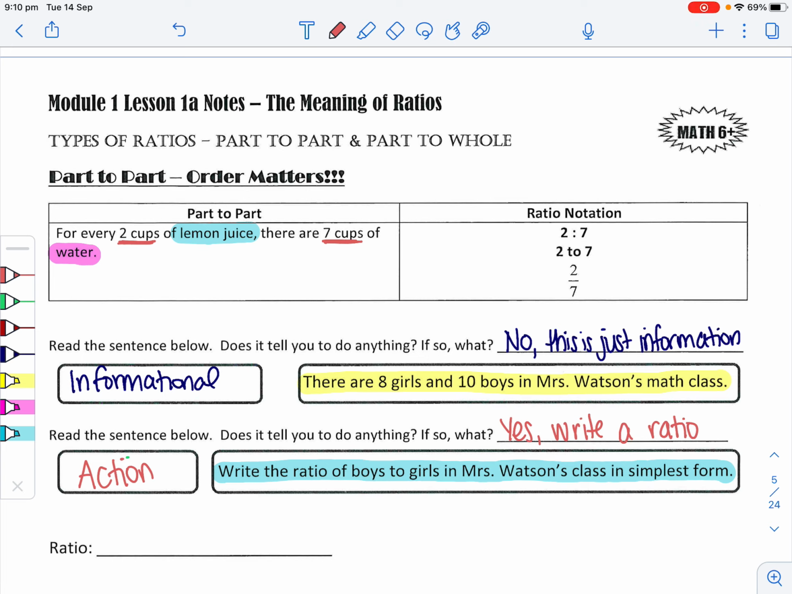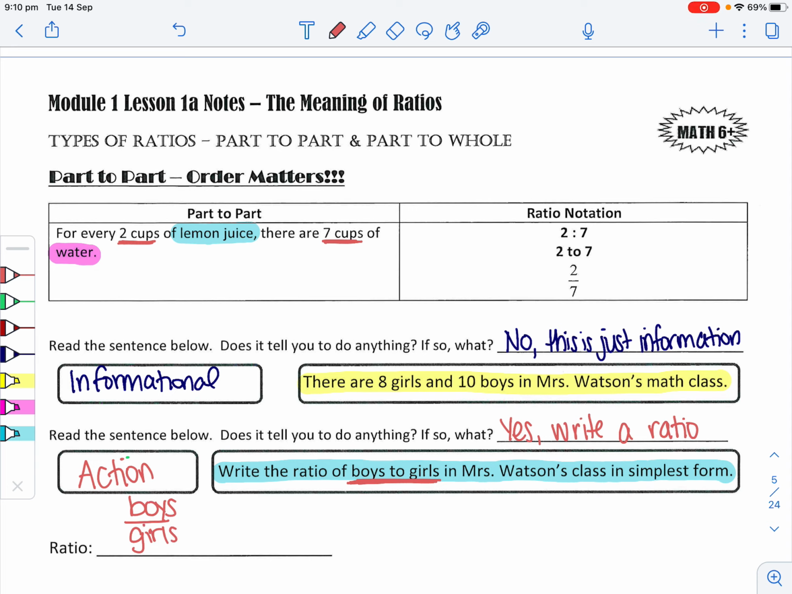So we're going to have an informational sentence that just gives us the information. Then we're going to have an action sentence that tells us what to do with that information. The action sentence is the one where order matters. So in this particular sentence, it says write the ratio of boys to girls. This matters. The fact that it says boys first and girls second matters. So here on my ratio line, the first thing I'm going to do is I'm going to write it in words. So it says write the ratio of boys to girls.